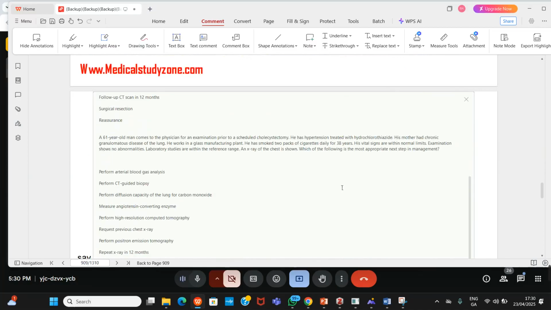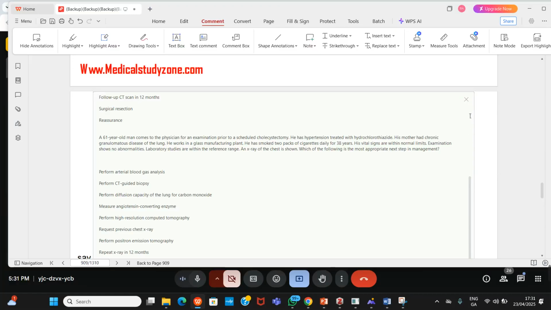So a 61-year-old man comes to the physician for an examination prior to scheduled cholecystectomy. He has hypertension treated with hydrochlorothiazide. His mother had chronic granulomatous disease of the lung. He works in a glass manufacturing plant. He has smoked 2 packs of cigarettes daily for 38 years. Vitals are within normal limits. Examination shows no abnormality. Lab studies are within reference range. An X-ray of the chest is shown. Which of the following is the most appropriate next step in the management?